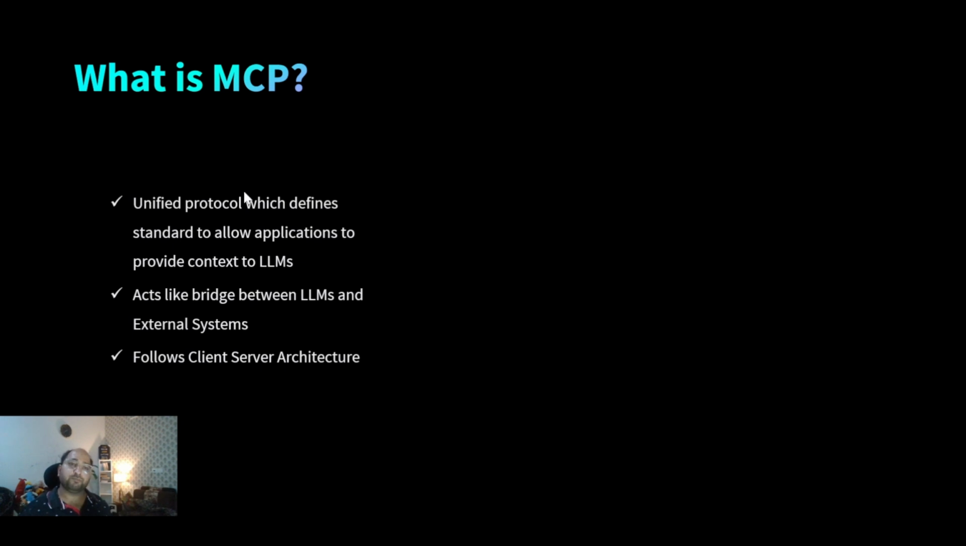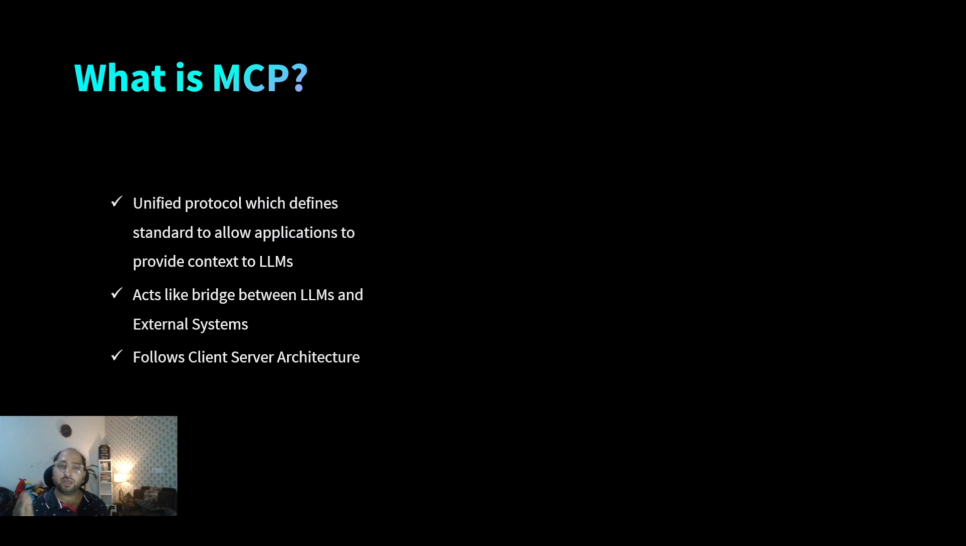Now what is MCP? MCP is a unified protocol, or set of standards, which allows applications to provide context to LLMs. With the help of MCP, we provide the context to the LLMs. What does it mean? An LLM by default cannot talk to external data sources. Suppose your LLM wants to talk to Jira to read a user story. By default, it does not have this capability.